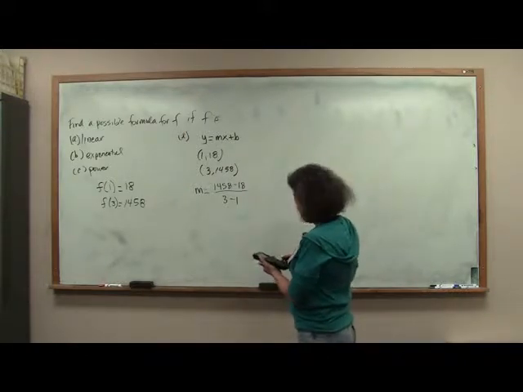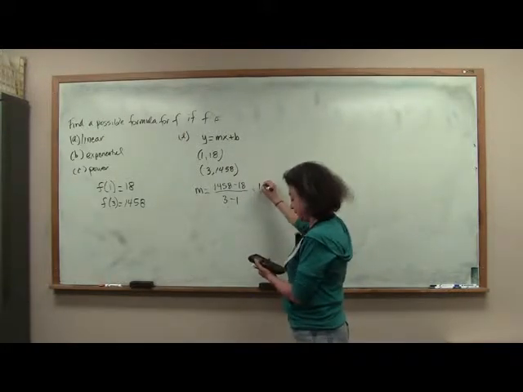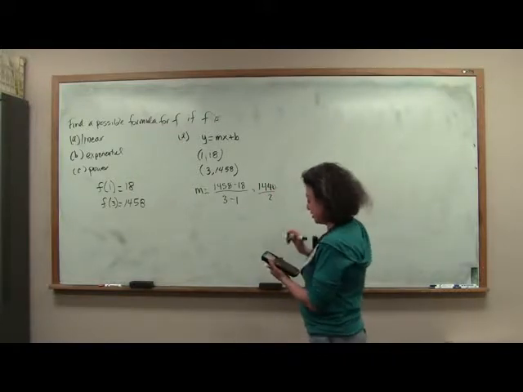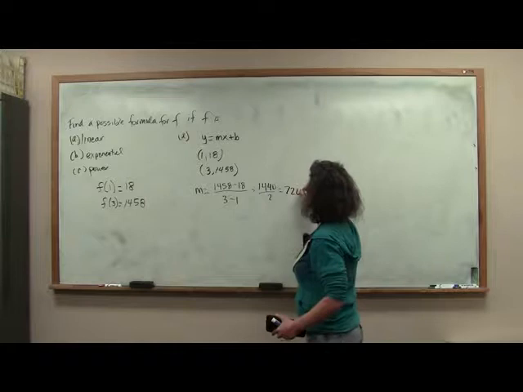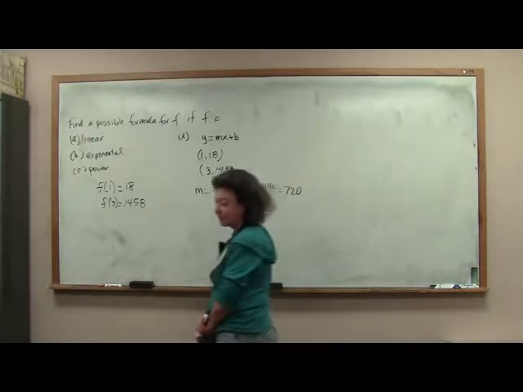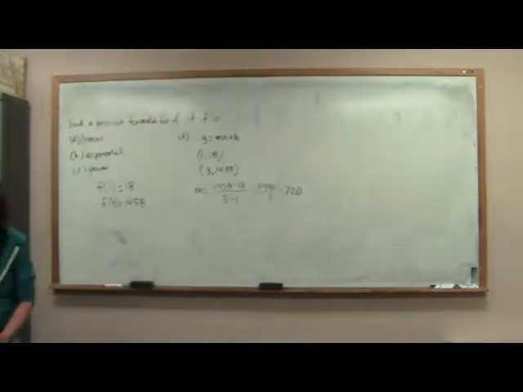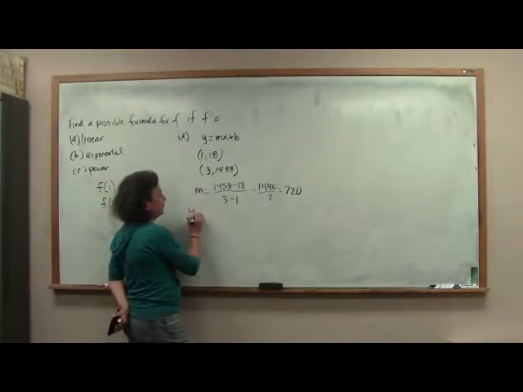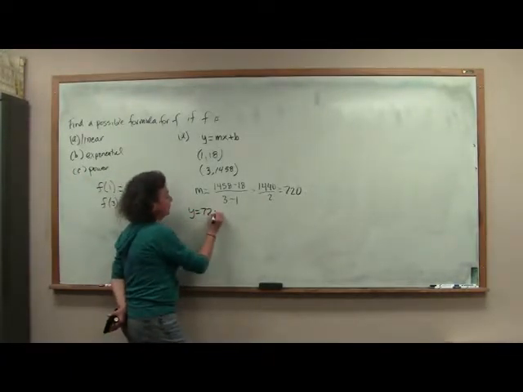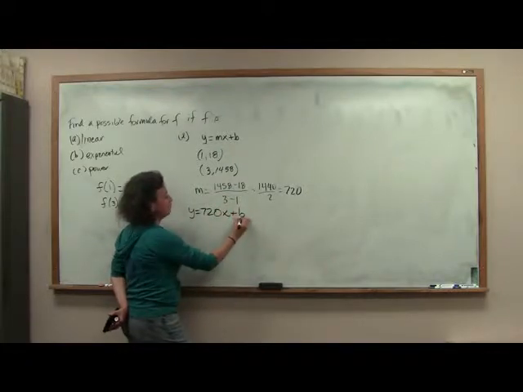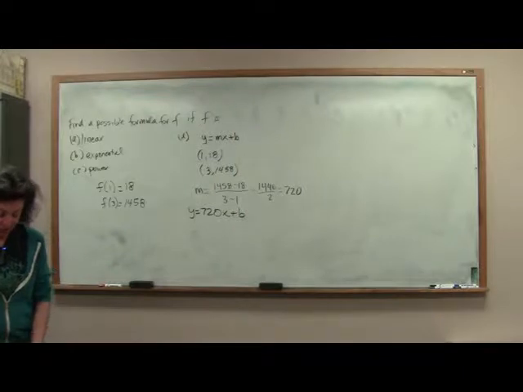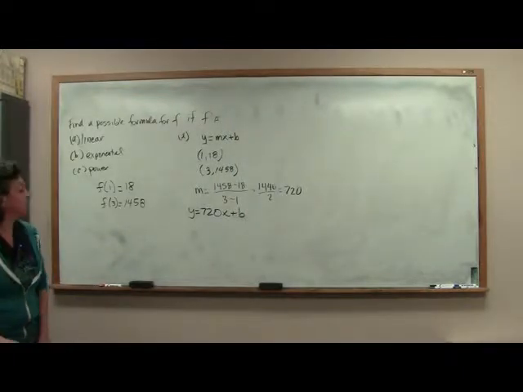So, if we do this, of course, we get 1,440 divided by 2. So our slope is 720. Wow. That's a pretty steep slope. All right, so at this point, we have y is 720x plus b. In order to find the equation of our line, we need to know what b is.